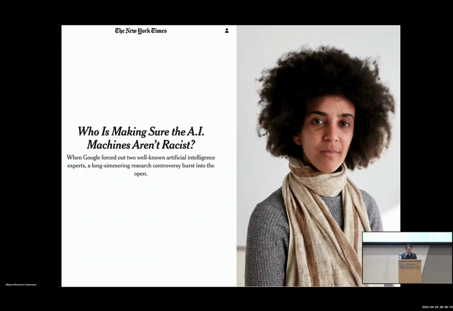So I wanted to show you this New York Times headline, which asks, who is making sure that the AI machines aren't racist? In the audience today, some of you are in medicine or computer science. I don't know if there's anyone from industry, but hopefully the responsibility of this is all of us together, right?